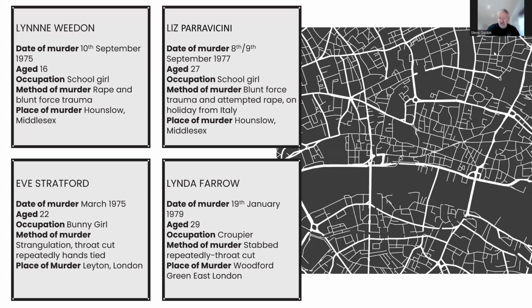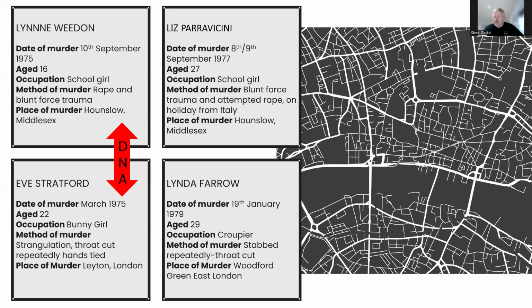What I want you to do now is to have a look at the two lower ones. There was a DNA link between Lynn Whedon and Eve Stratford. Eve Stratford was murdered in March 1975, slightly earlier than Lynn Whedon. She was a bunny girl. That means she was operating up in Park Lane as a croupier, dealing cards, gambling for money. But her MO was completely different. And the most frustrating thing was that whilst there was a DNA linkage between the two, there was no sign at all as to who the suspect was.